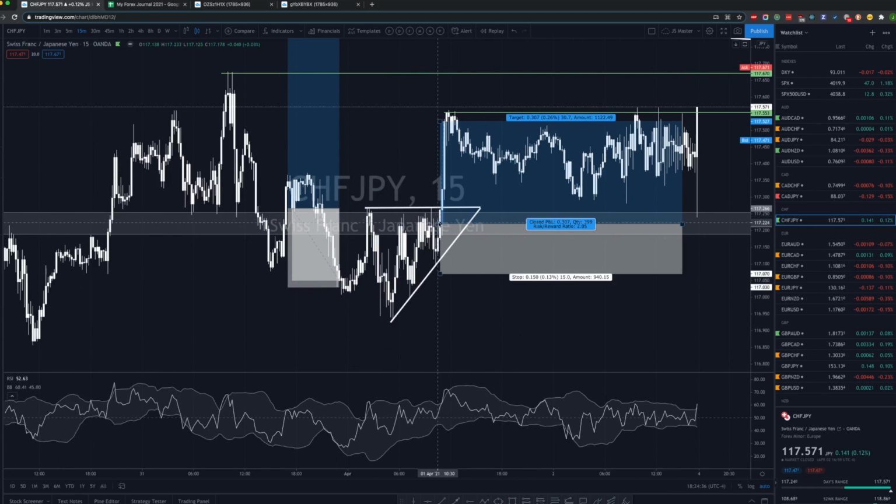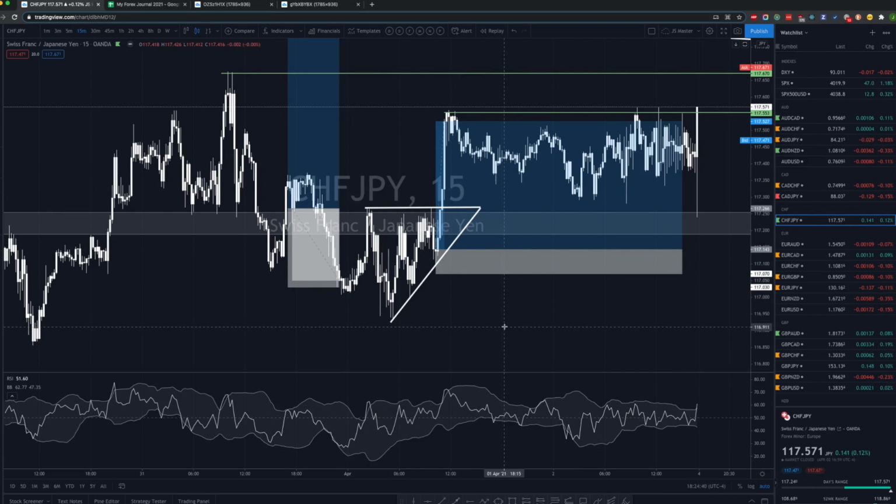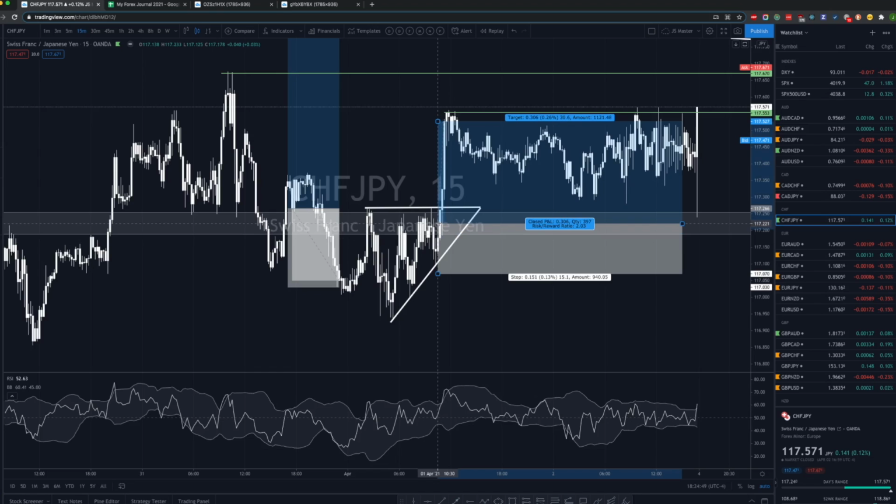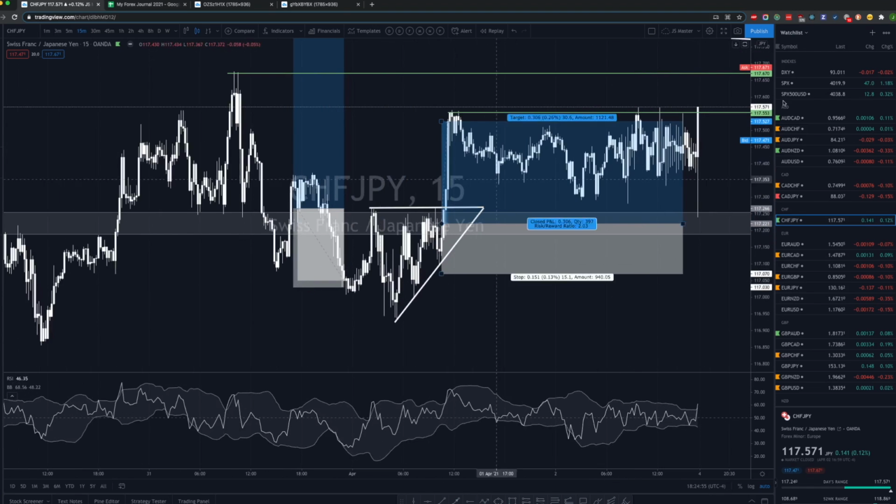I would have liked to get my entry down here, which would have been a much higher risk to reward trade. That would have been a 5-hour trade versus a 2-hour trade, right? But it is what it is. I'm happy I got some profit out of the trade anyway, and it met my minimum trading criteria.